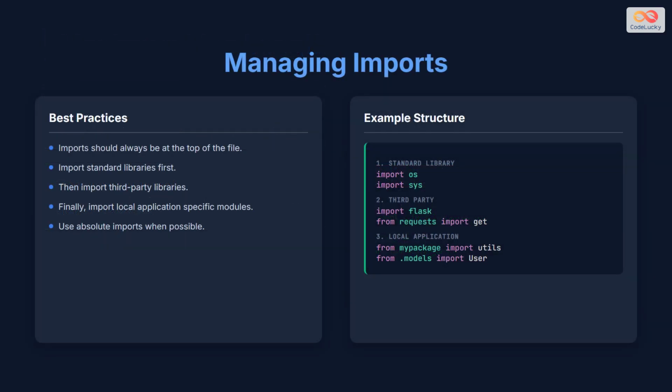How you organize your imports matters. They should always be at the very top of the file. The order is specific. Start with standard library imports like os or sys, followed by third-party libraries like Flask, and finally, your own local application imports. This grouping makes dependencies clear at a glance.